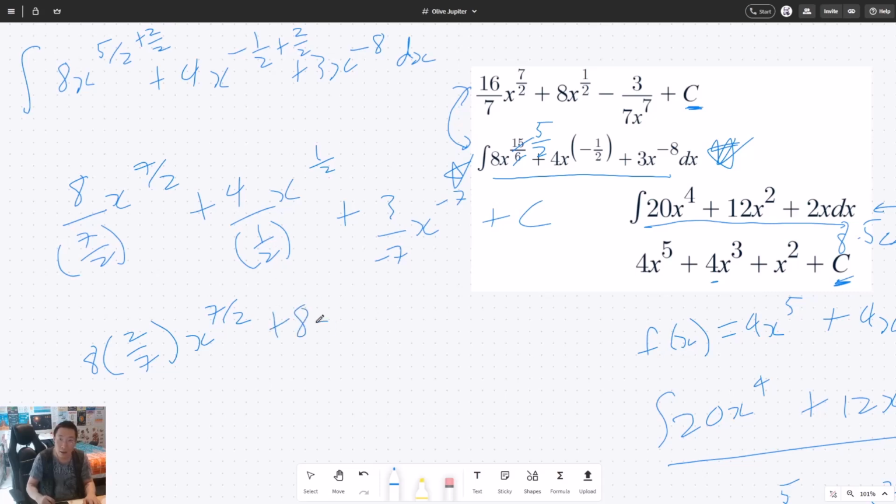So we have 8x to the power of, I'm sorry, power of 1/2, plus 3 over negative 7 times x to the power of negative 7, plus our constant c. So that's how this works, guys.